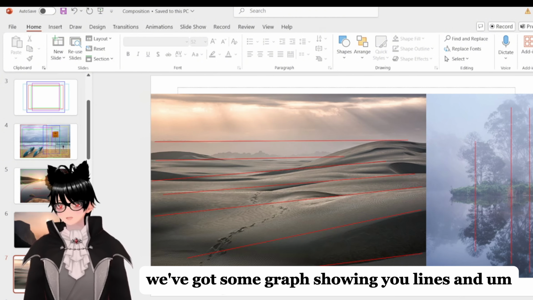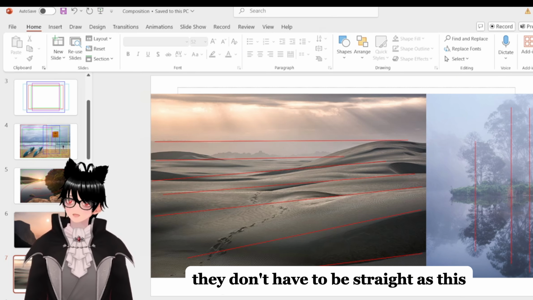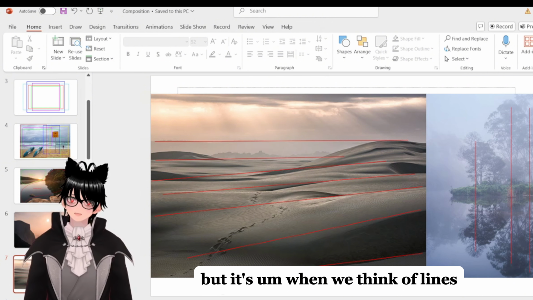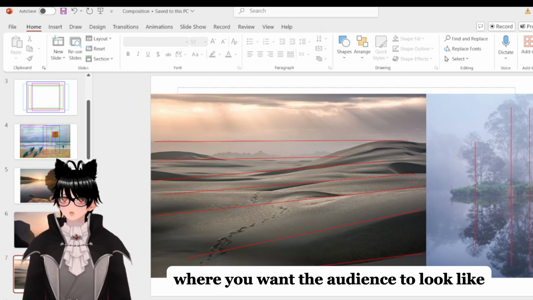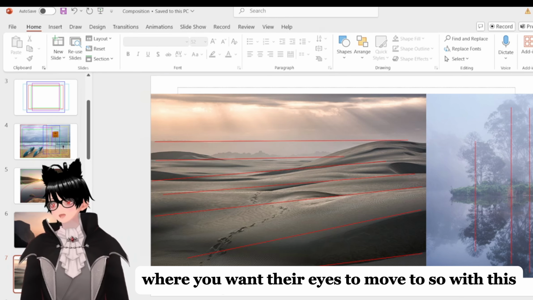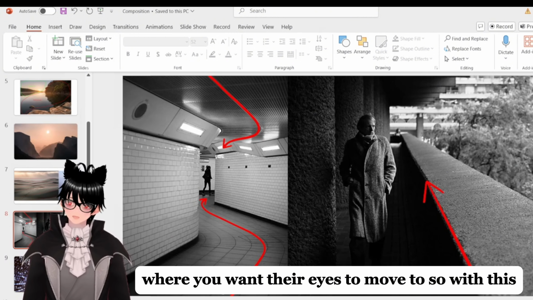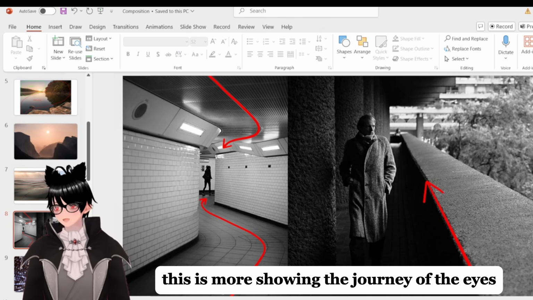Next is lines. Obviously, we've got some graphs showing you lines, and they don't have to be straight like this. We'll show you another example in a minute. When we think of lines, it's about thinking about where you want the audience to look, where you want their eyes to move to. So this is more showing the journey of the eyes.